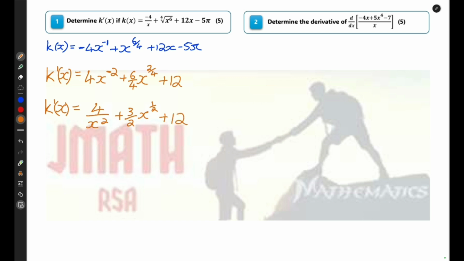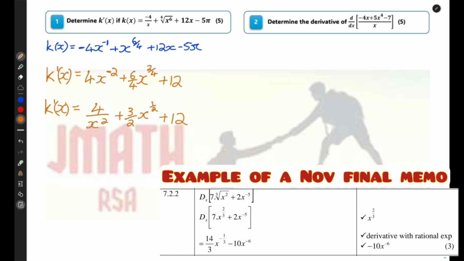Okay, like I said, some teachers want you to take the exponents down, leave positive exponents. Your final memo for grade 12 does not care. So if you stopped one step before me, you would still get full marks.